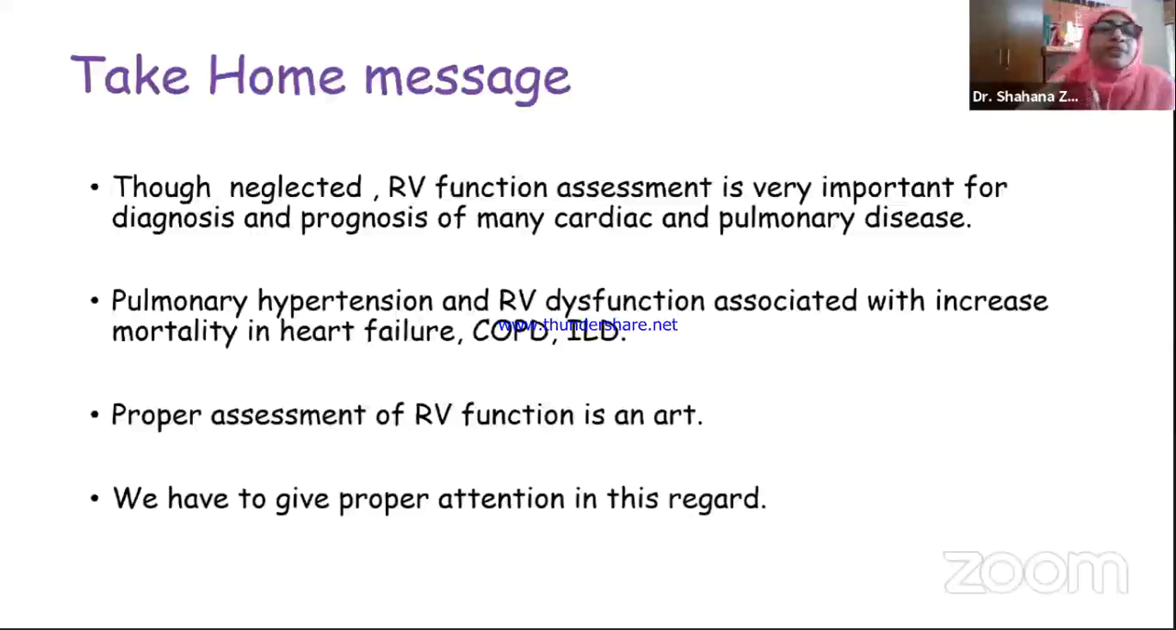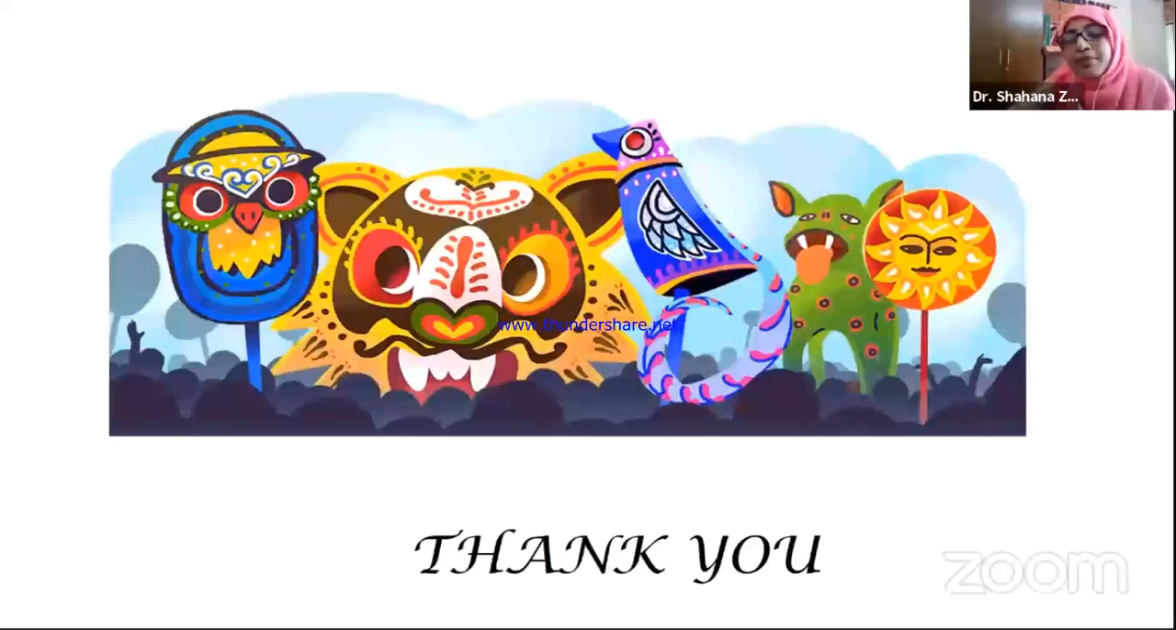My take-home message: though neglected, RV function assessment is very important for diagnosis and prognosis of many cardiac and pulmonary diseases. Pulmonary hypertension and RV dysfunction are associated with increased mortality in heart failure, COPD, and interstitial lung disease. Proper assessment of right ventricular function is an art. We have to give proper attention in this regard. Thank you all for giving me attention.